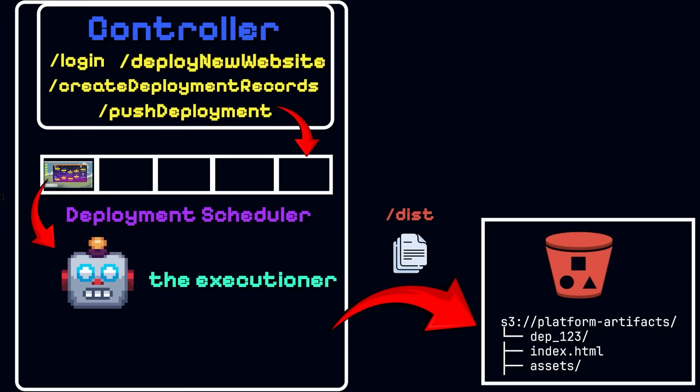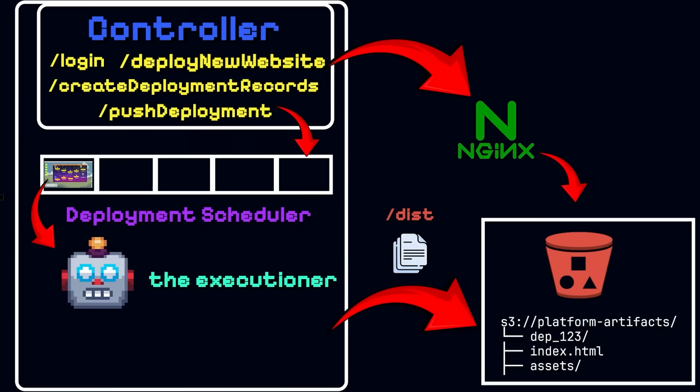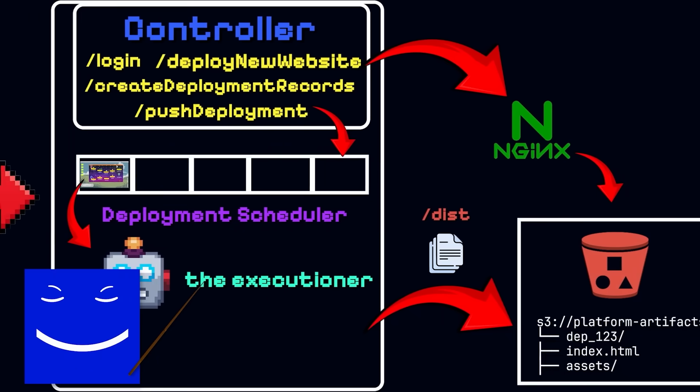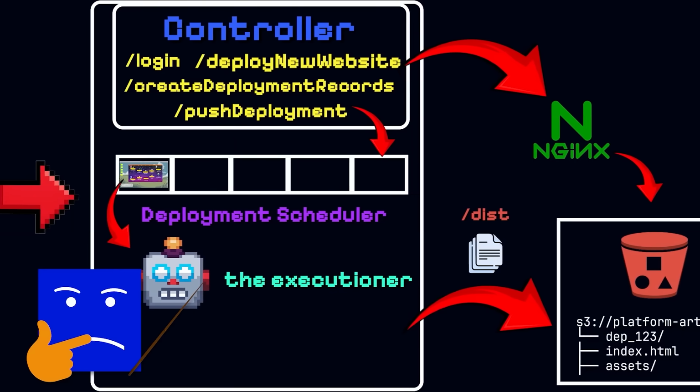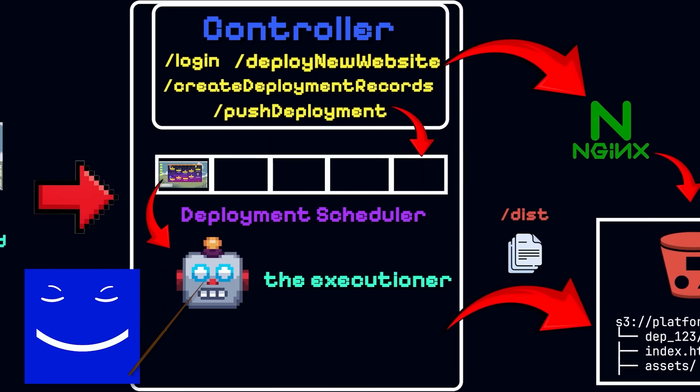The one thing I didn't mention is that you also need an Nginx proxy to redirect traffic to the correct S3 buckets. This is basically how Vercel's deployment pipeline functions. To me, understanding the high-level architecture makes everything seem much easier.